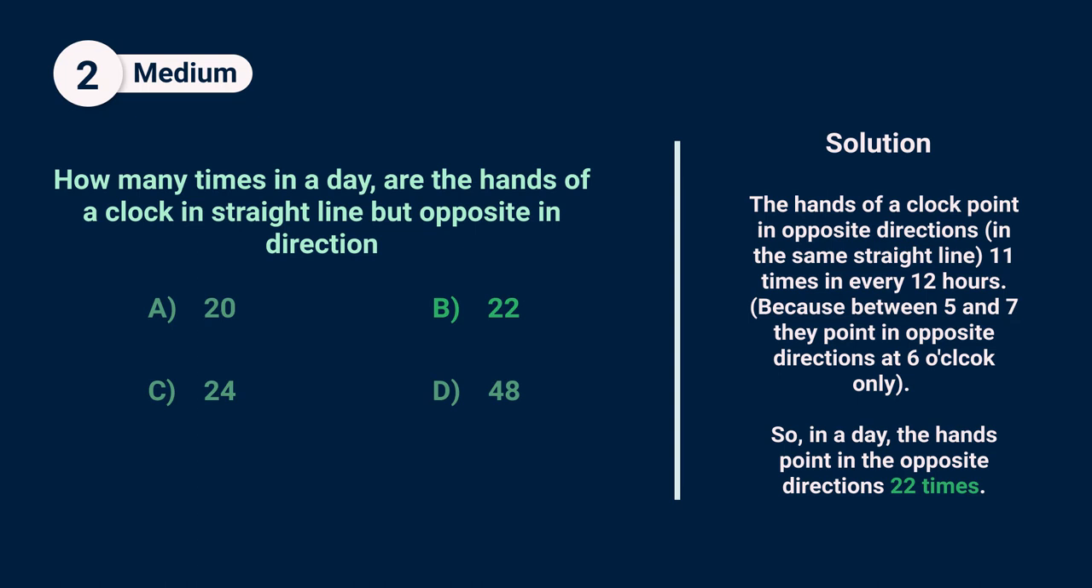The hands of a clock point in opposite directions 11 times in every 12 hours. Because between 5 and 7 they point in opposite directions at 6 o'clock only. So, in a day, the hands point in the opposite directions 22 times.